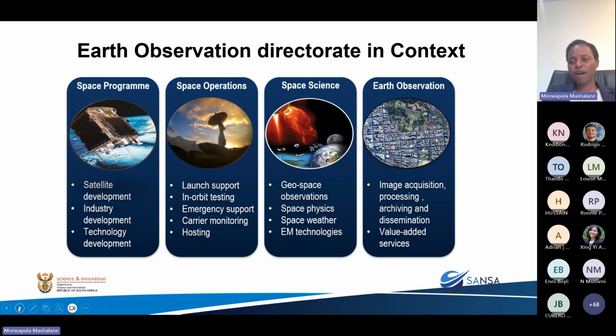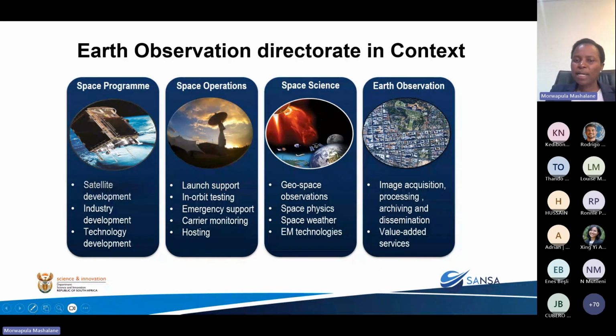We have four programs at SANSA. One is space engineering, which focuses on the development of space instruments, including satellites. Space operations is where we have the ground infrastructure to receive satellite images. We also offer a number of services, including launch support, in-orbit testing, and emergency support. We also host infrastructure for other international partners or organizations.